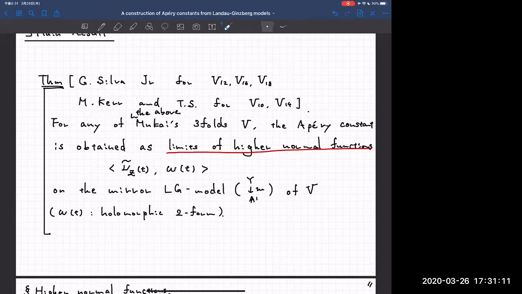And as I will explain from now, the higher normal function actually comes from geometry, a kind of higher version of algebraic cycles. So it is a technique to obtain special zeta values, special values of L functions, from algebraic cycles on the family of Calabi-Yau. And another good aspect is that this arithmetic invariant is preserved under the mirror correspondence. Okay. So on both the B model and the A model side, we have a method to obtain the special value.